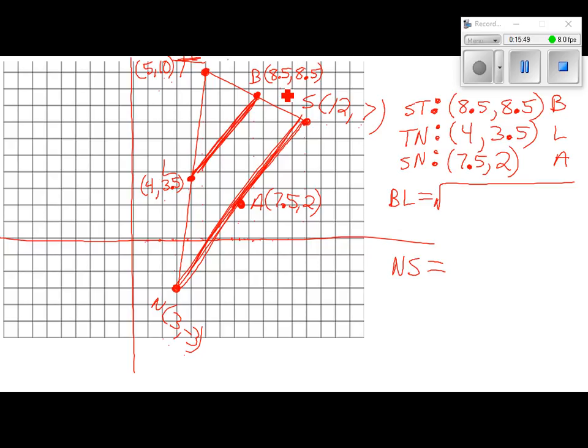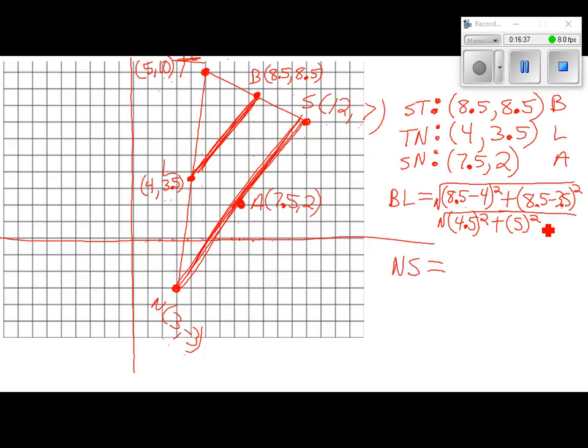So we're going to do the x's, which is 8.5 minus 4, and we're going to square that. Plus, then we're going to do the y's, which is 8.5 and 3.5. So 8.5 minus 3.5, and we're going to square that answer. Some of this you can do in your head. 8.5 minus 4 is 4.5. So we got 4.5 squared plus 8.5 minus 3.5 is 5. 5 squared.